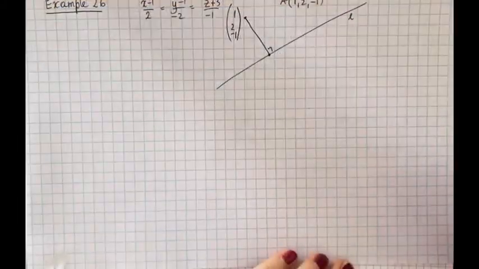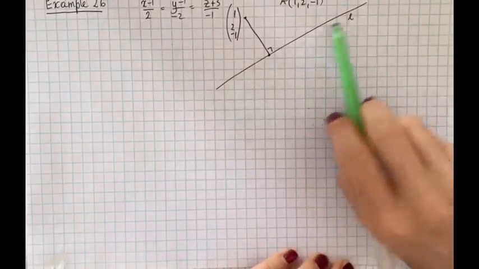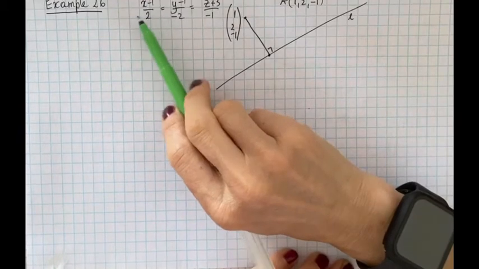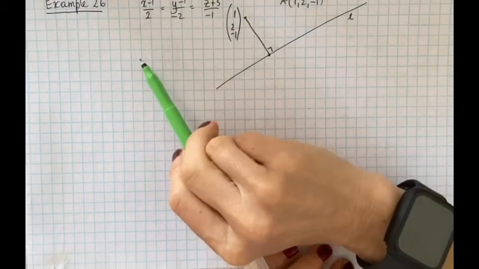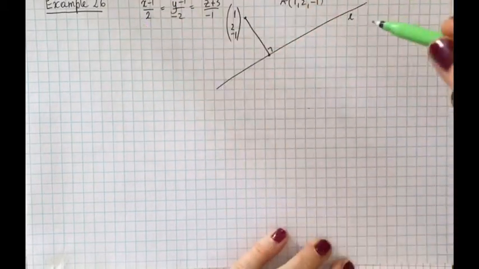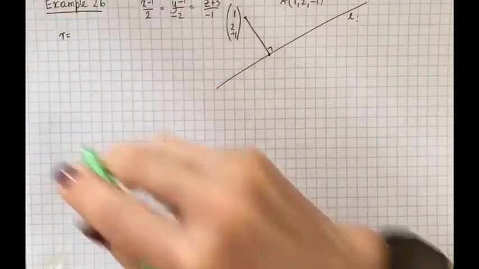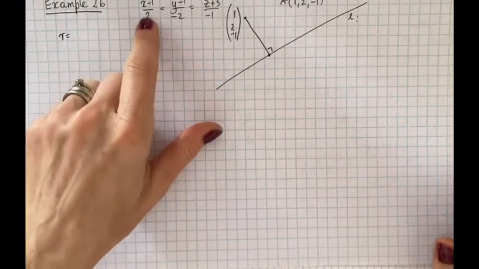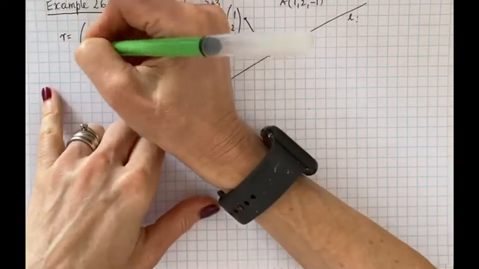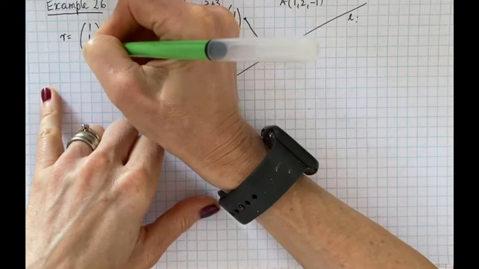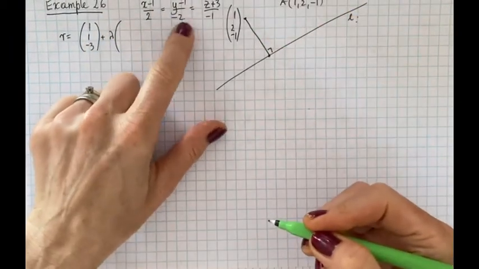Example 26. So in this example, you've got equation of a line. So you've got a straight line L. We need to rewrite this equation so we can identify the direction vector of this line very easily. So in this case, it's going to be r equals, and we're going to have a point which is 1, 1, minus 3, plus lambda, and the direction vector is 2, minus 2, minus 1.